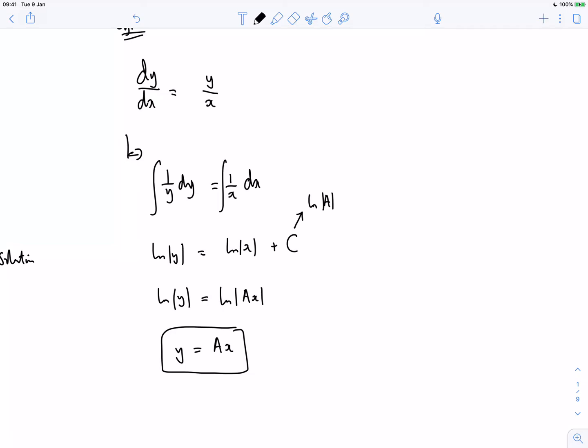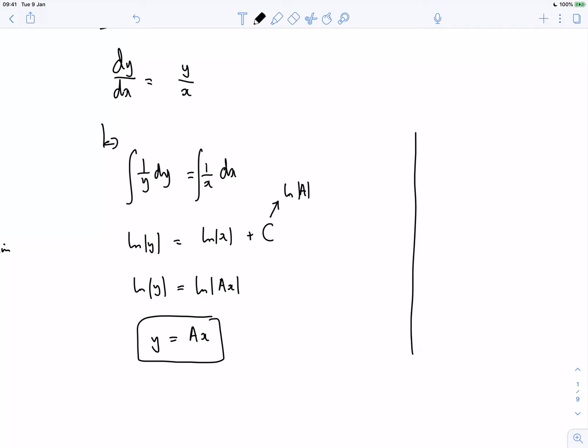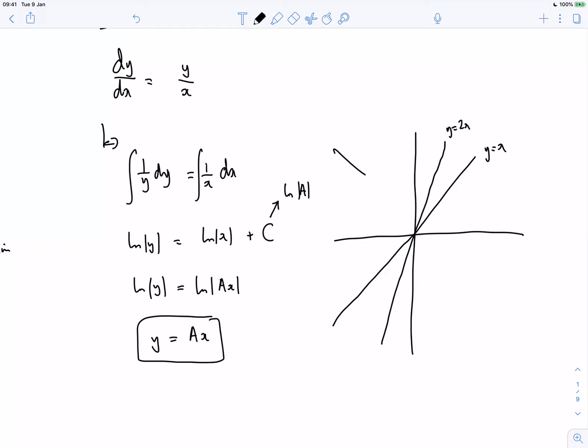Why does this solution make sense? Well, what does y equals ax look like? When a equals 1, you've got the y equals x graph. When a equals 2, you've got y equals 2x. When a is minus 1, you've got y equals minus x, and so on. These are all going to be straight line graphs that go through the origin and just have a gradient of a.